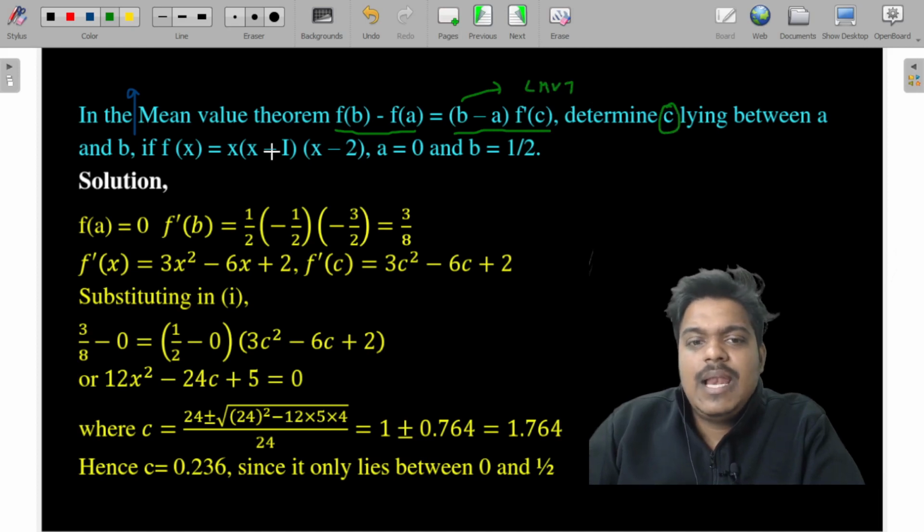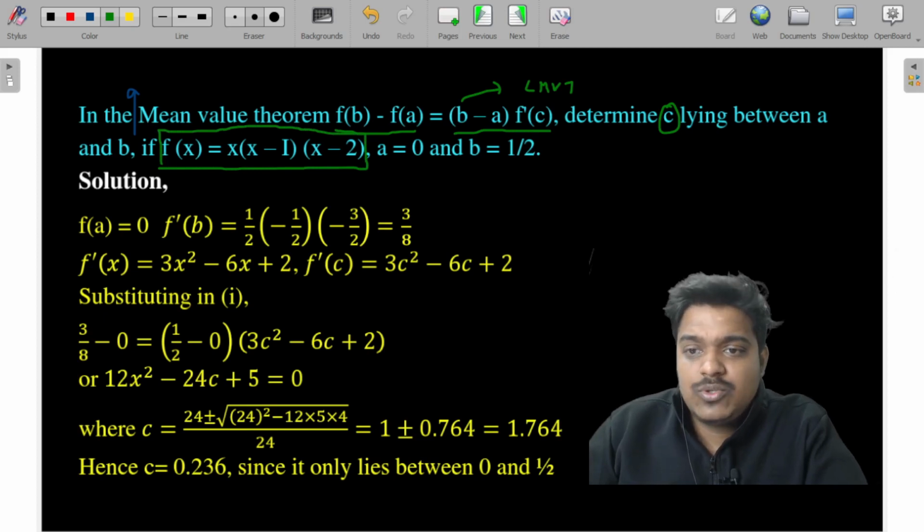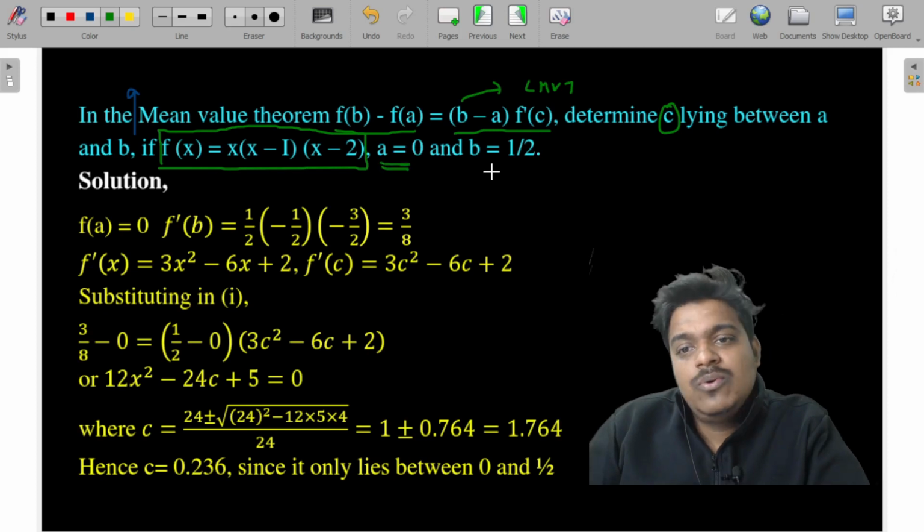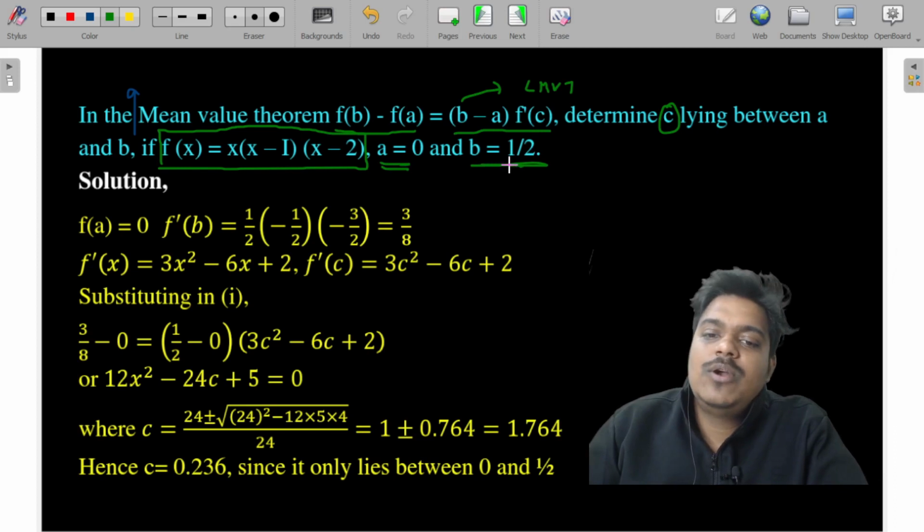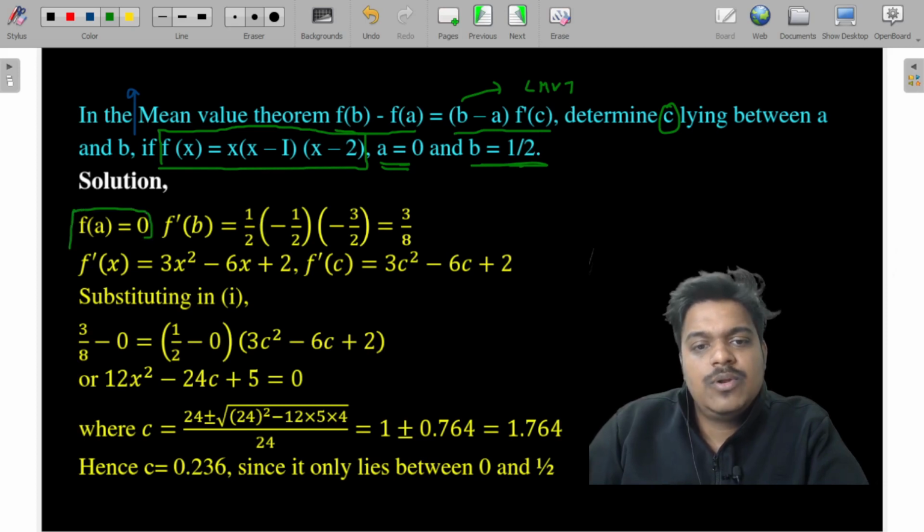Determine c lying between a and b if f of x is given by x into x minus 1 into x minus 2. Yes sir, no issues in that. And the range is a is equal to 0, b is equal to 1 by 2. First we need to calculate the value of f of a. If you put x is equal to a, f of a is equal to 0.